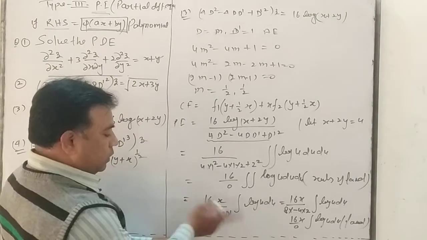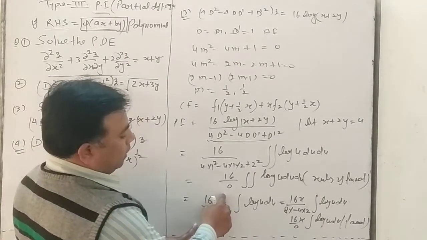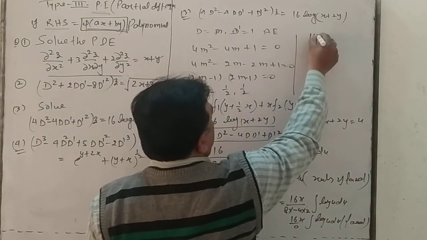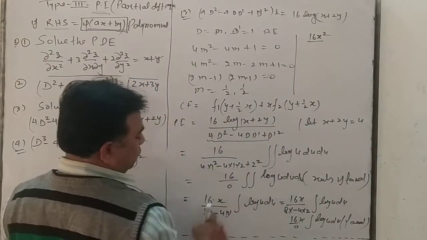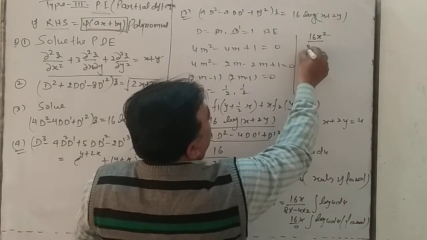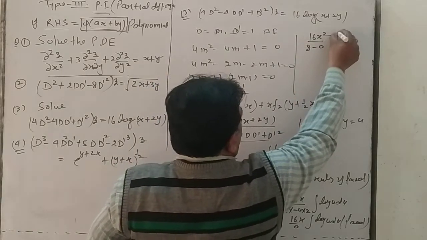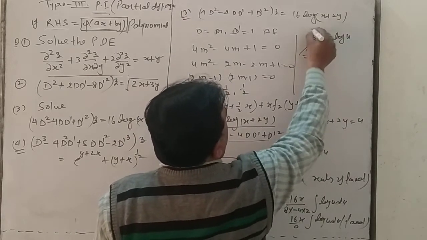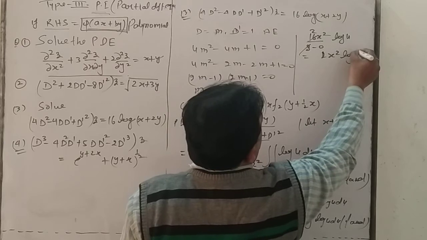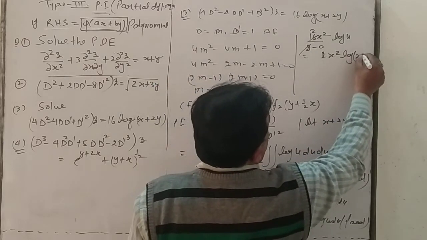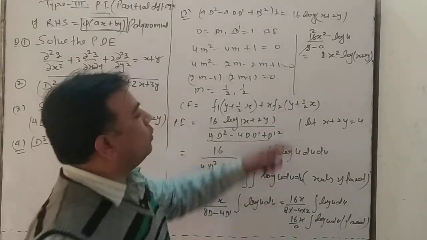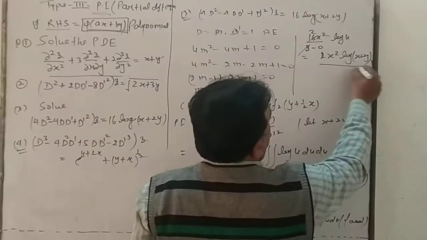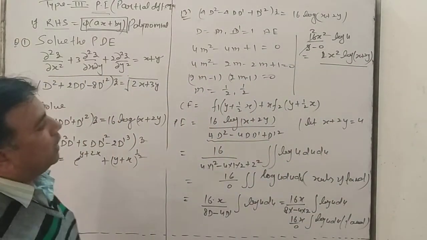After that, repeat the above process. Differentiate this function with respect to D, multiply the numerator by x, and eliminate the next integration sign. So 16x² upon the derivative, 8 only minus 0, and remove the integration sign, log u. After that, 16 upon 8 gives 2x² log u, where u is x + 2y, so 2x² log(x + 2y). This is the right PI of this partial differential equation.